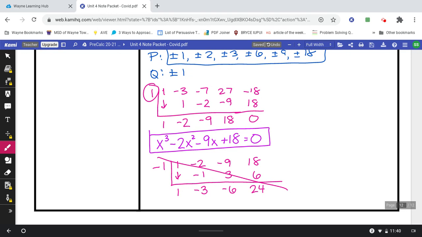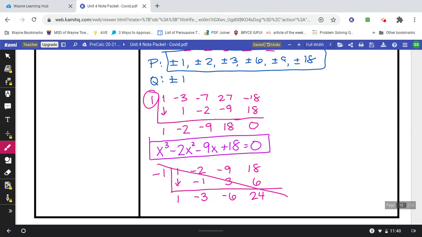The next number in our blue list up here is +2. We still want to use our purple equation, so we're going to use +2, but with the purple numbers, 1, -2, -9, and 18. Take a second to try that one. All right, we got an answer of 0. That means that 2 is also one of our answers.